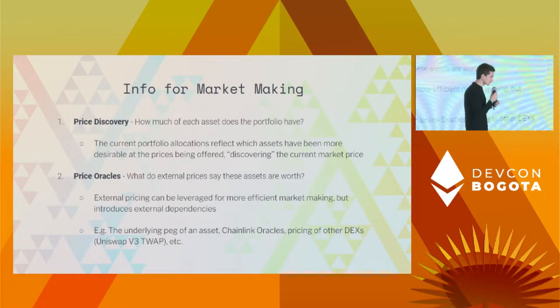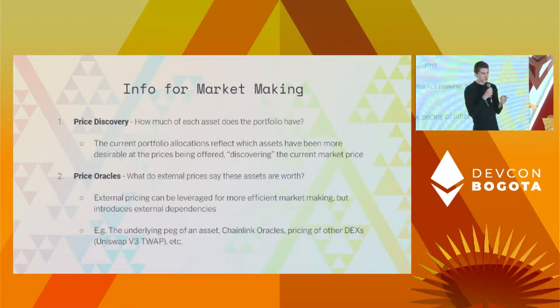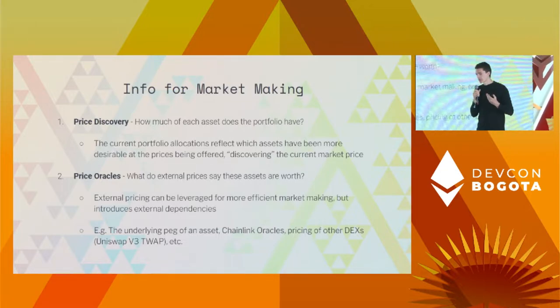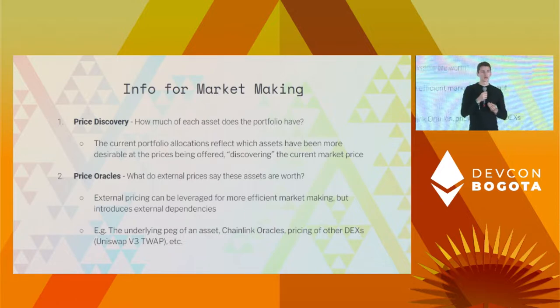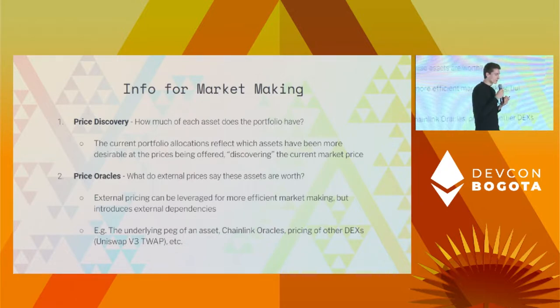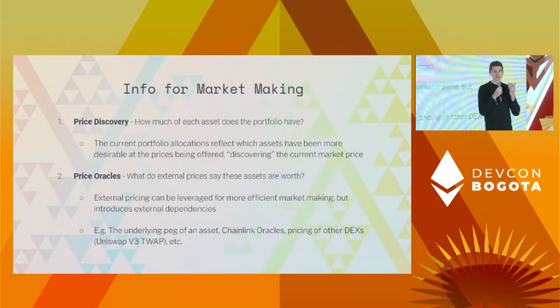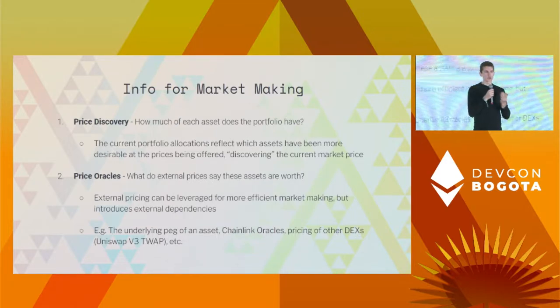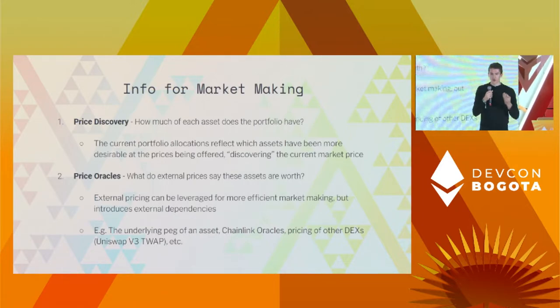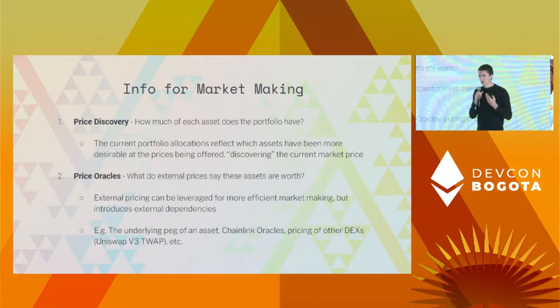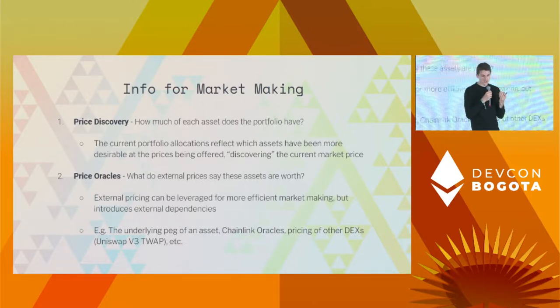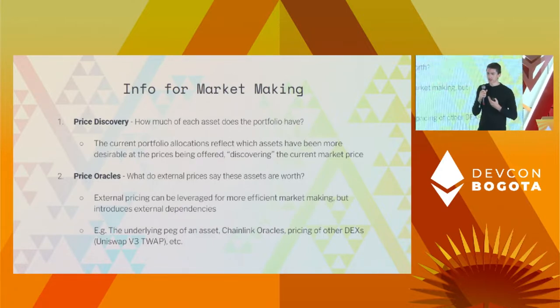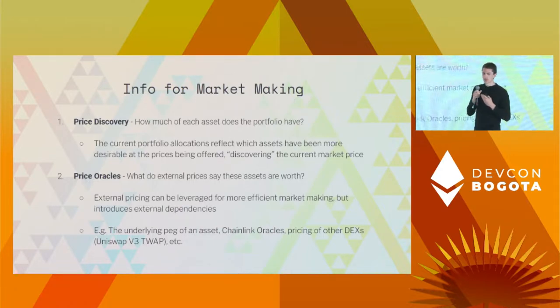So real quick to give some concrete examples, one thing we can leverage is the pegged value of the asset. So if you have two stable coins, USDC and USDT, they're both worth a dollar and they should be exchanged one-to-one, right? And we can leverage that knowledge as sort of an oracle and use that to inform our pricing and market making decisions. Some other examples are Chainlink oracles and the pricing of other DEXs as well.